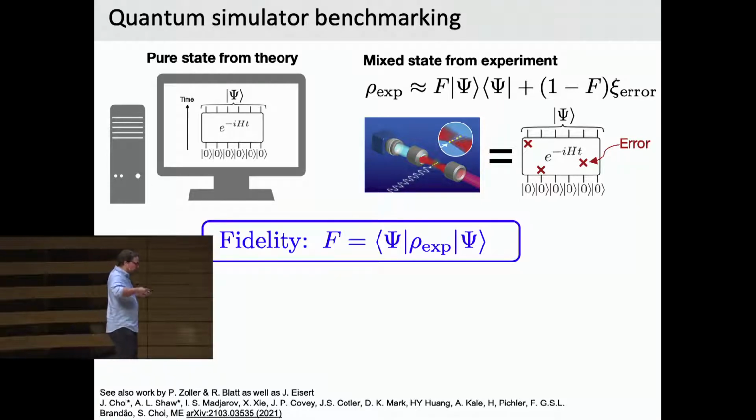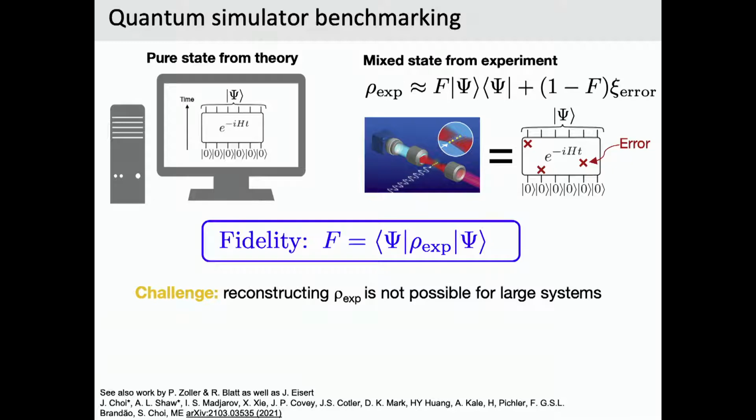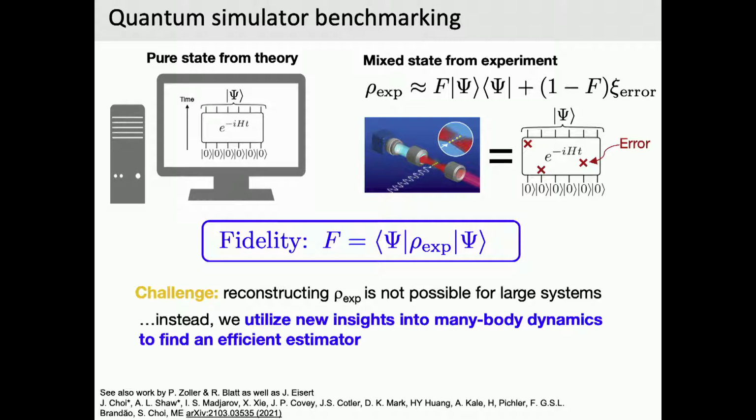So how good are we actually in producing the right target state in many-body dynamics? That's some sort of what we wanted to do. And this is basically just the fidelity overlap, many-body overlap of this mixed state with the target state. Of course, this is maybe on first glance very challenging because you might think you have to reconstruct some sort of the experimental state, and that's just fundamentally not possible for large system sizes. Instead, we use new insights into many-body dynamics to find an efficient estimator for this fidelity.